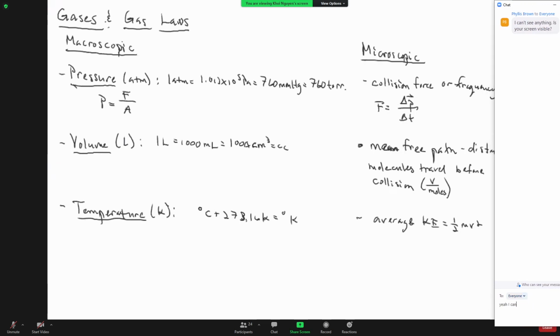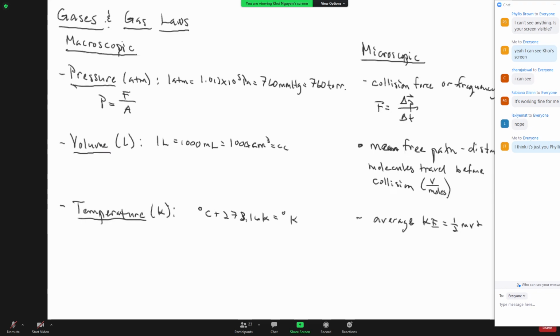Is anyone else having that problem? Yeah, it just says started screen sharing. Okay, I'll sign off and reload. Is anyone else having that problem? Okay. Sorry about that, Phyllis. But hopefully someone can screen cap this for her or take a screenshot and then you can share it with her when she comes back in. If not, she can email me as always for lecture notes.